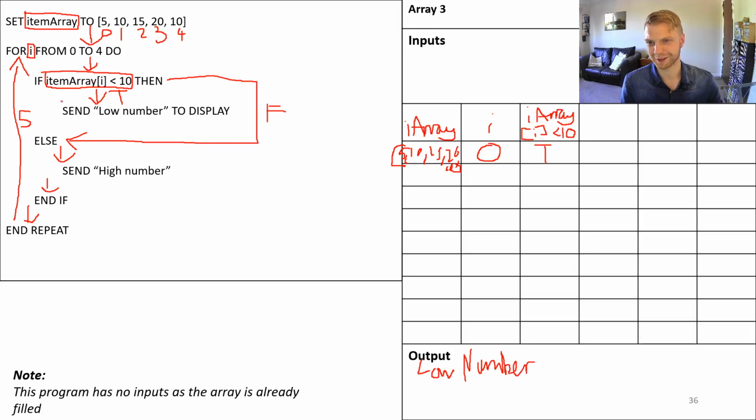And then we go back down to the end here, and we loop round, and I will go up by 1. Okay, so we've got 1. If item array I, well I is 1 now, so think of it as if item array 1. Well, what's in position 1 of item array? It's 10. Is 10 less than 10? It's not less than, and there's no equal sign, so no, 10 is not less than 10. So we follow the false path, and we just put a false there, and when you follow the false path you get high number, so you write that.